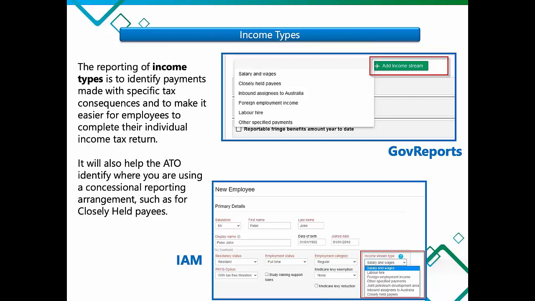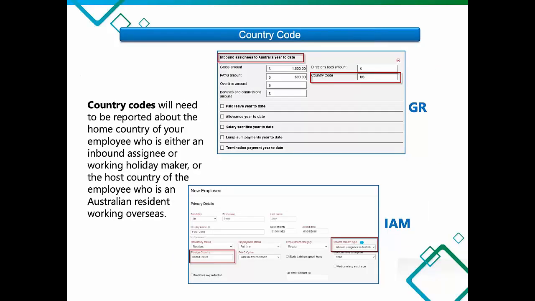And again, in GovReports, there are country codes, and this is something new that we haven't had to put in before. It's going to be for people who are inbound, so on that working holiday, or for Australian residents that are working overseas. And that definition is going through to the ATO. The ATO don't have to wait until the end of the year, until someone does their income tax return, to get that information. They can know it earlier.